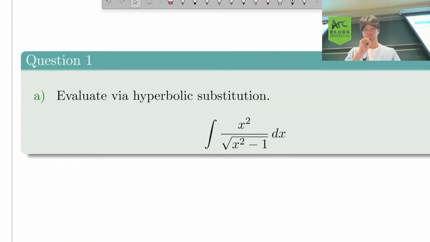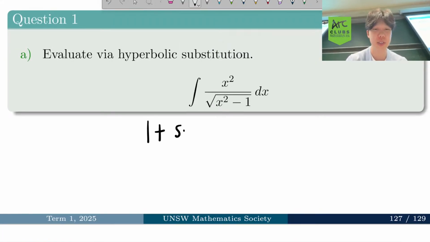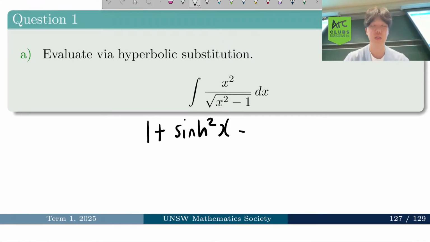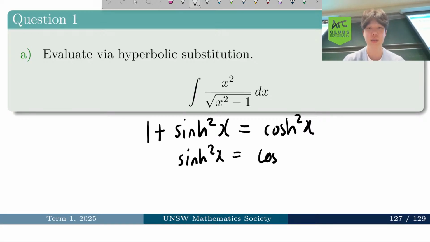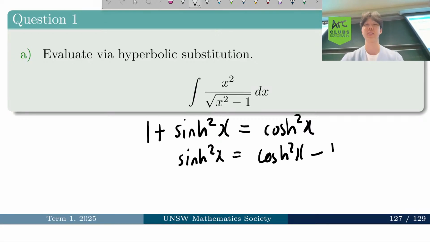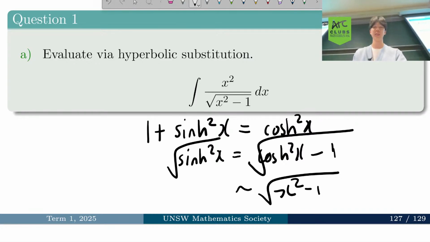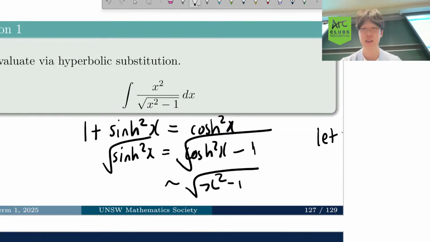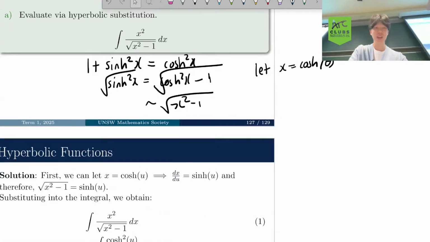So I see that, okay, from our hyperbolic trig identities, I know that 1 plus sinh squared of x is cosh squared of x. So if I minus 1 from both sides, I get cosh squared x minus 1. And if I root both sides, notice how this is pretty similar to the form x squared minus 1. So that tells me that I should probably let, for example, x equal cosh of theta here. So that's what we're going to do.